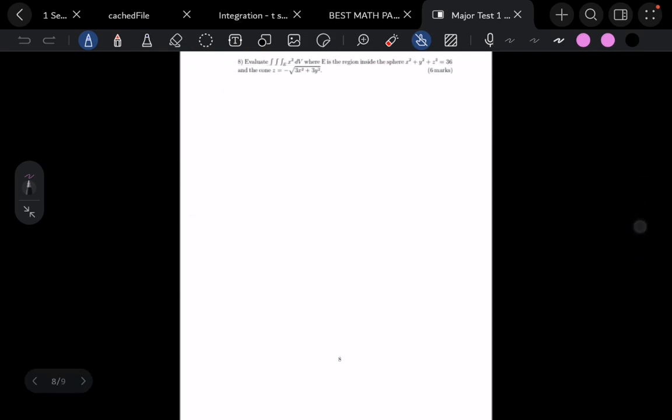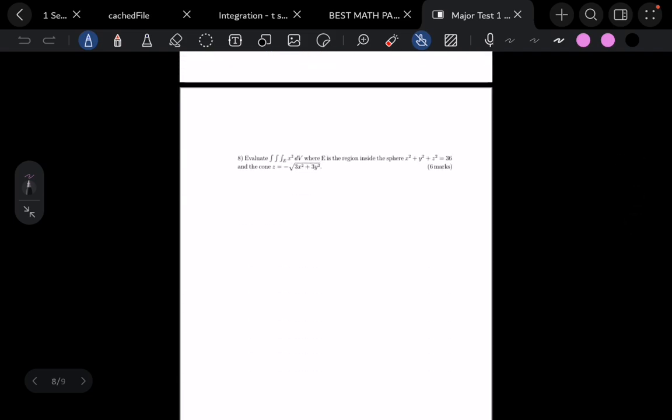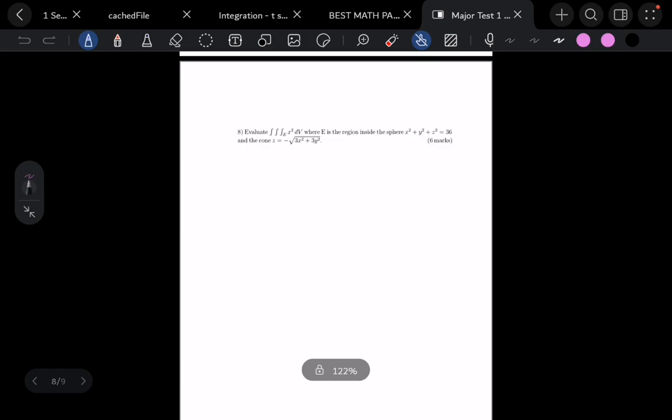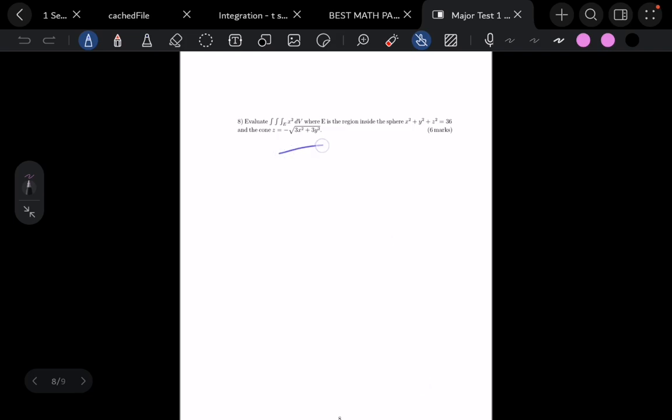Right? Let us look at number 8. Your number 8 will be evaluate the triple integral where it's a region inside the sphere of that and the cone, like that. So there is a sphere and the cone, and then this cone is facing downwards. How did I say the cone is facing downwards? Because there is a negative in front.